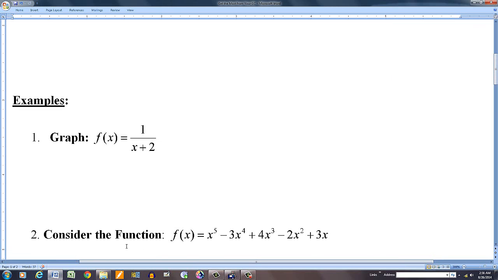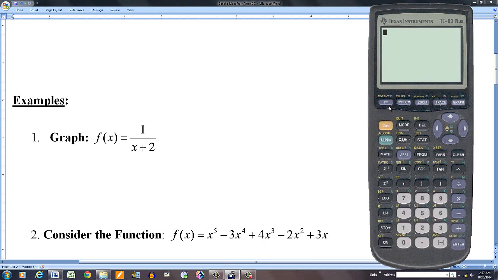Consider the function f of x is equal to x to the 5th minus 3x to the 4th plus 4x to the 3rd minus 2x squared plus 3x. And we're going to graph this. So let's come back over here and let's enter it.